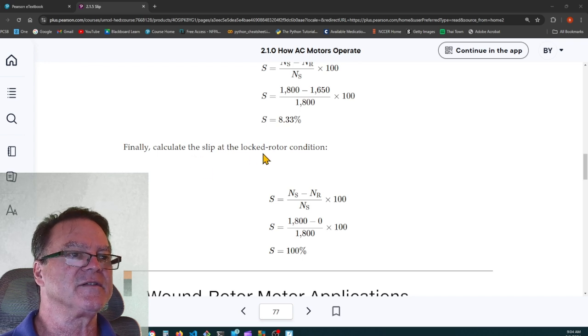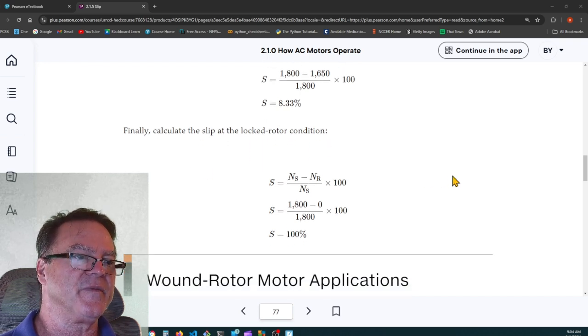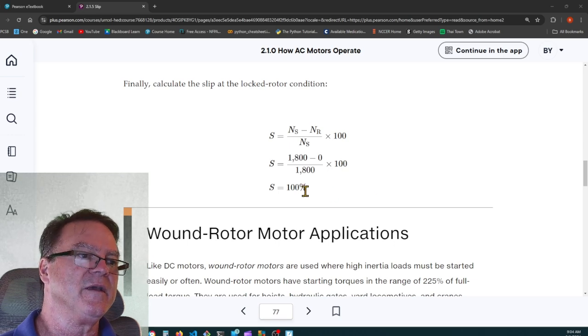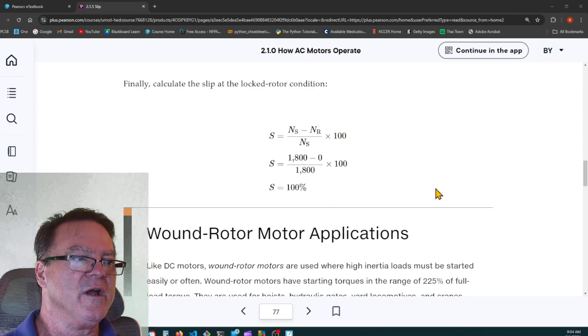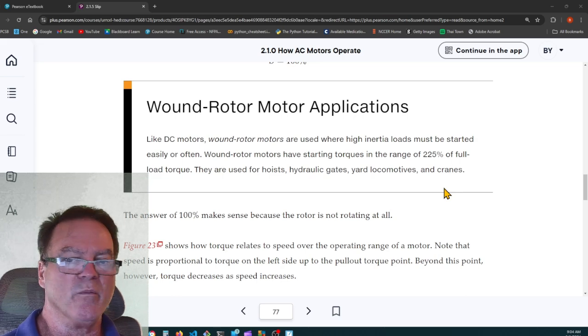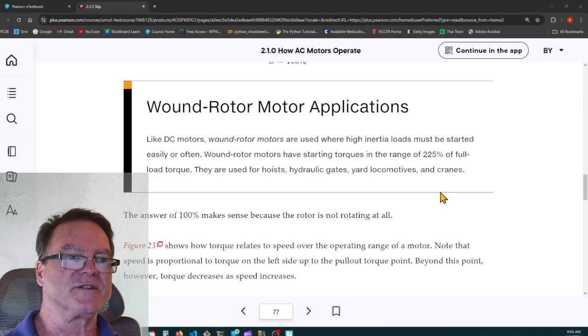Finally, calculate the slip at locked rotor condition. Well, it's 100%. It's locked rotor, it won't go. So very quickly we will burn that motor up if we do not disconnect it from the power.